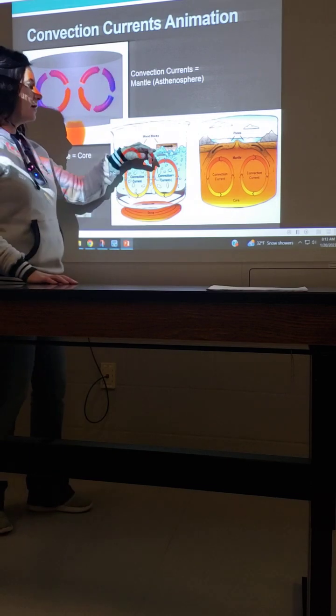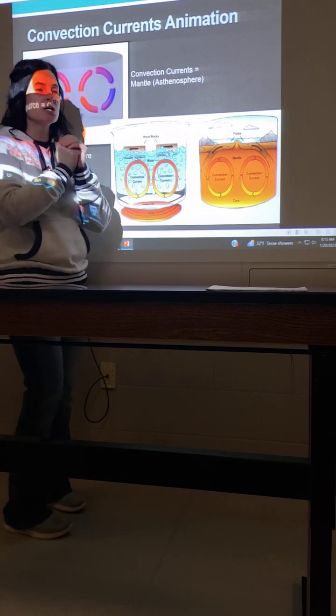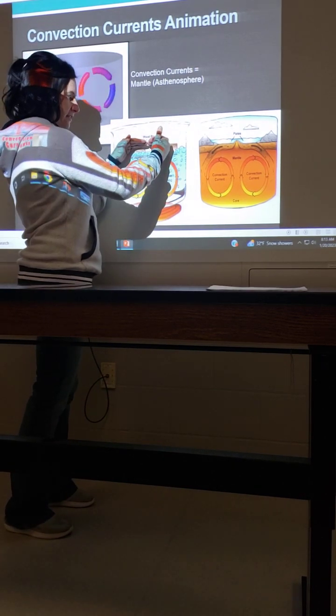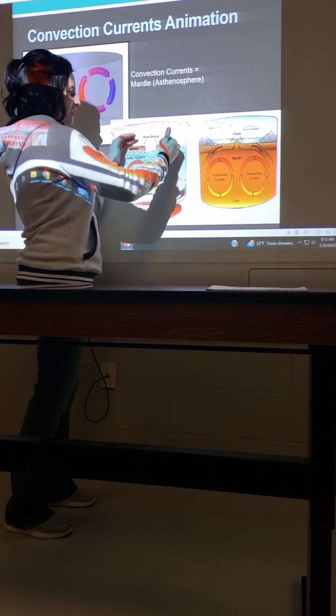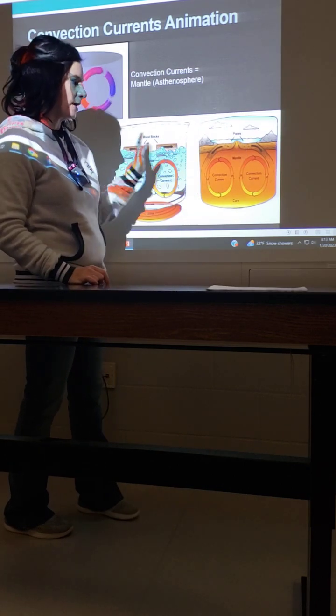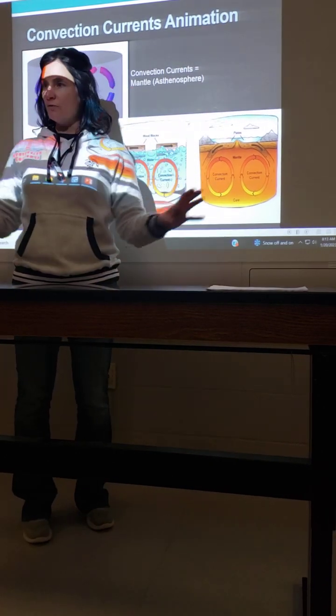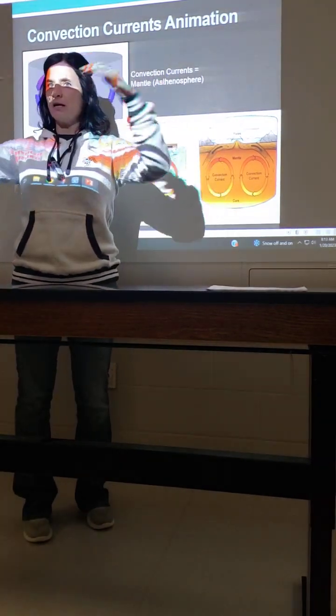And so actually the plates in the lithosphere rest on top of that asthenosphere. And so they actually get moved like these little blocks of wood. And you can see the plates here. And again, we'll get into that more. But because those convection currents are moving, anything on top of it is gonna get pulled.